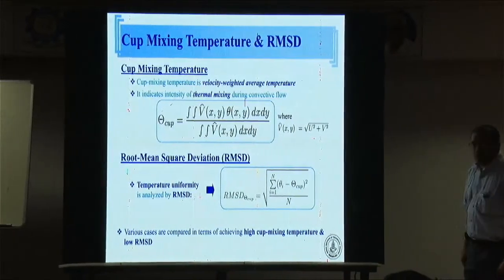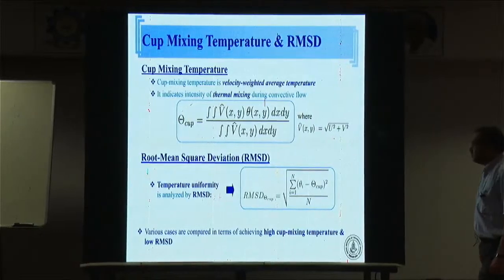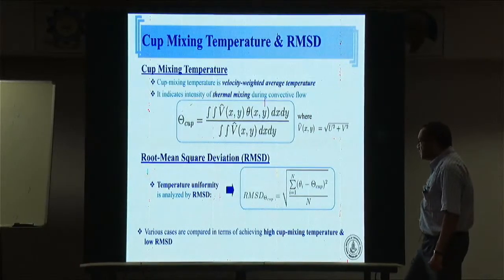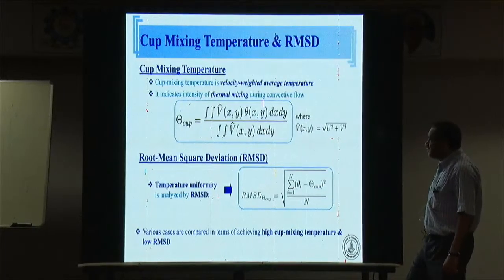So, again we have the root mean square deviation, which talks about temperature uniformity, which is analyzed by RMSD. So, these are the two things we have to see. The cup mixing temperature has to be higher, and the root mean square deviation has to be minimum, almost 0. If it is 0, that means it has more uniformity.